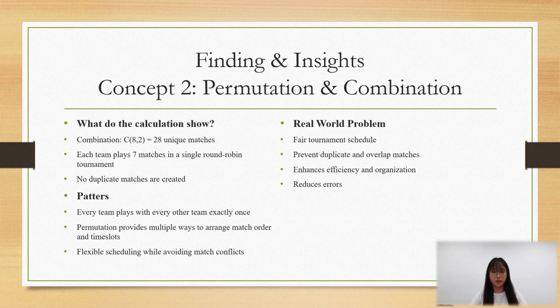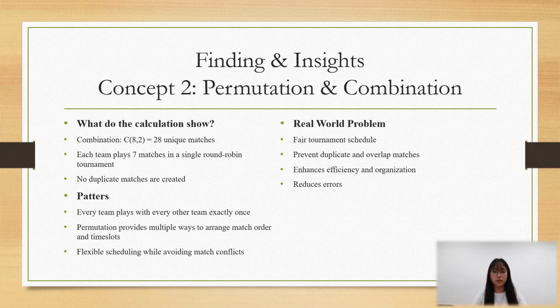First, we use the combination, which is used when the order of selection does not matter. In a football tournament, Team A plays with Team B and Team B plays with Team A is the same. So the calculation is C(8,2), meaning the number of ways to choose 2 teams from 8 teams. Therefore, we get a result of 28 unique matches in a single round robin tournament. This also means that each team will play 7 matches with no duplicate matches created.